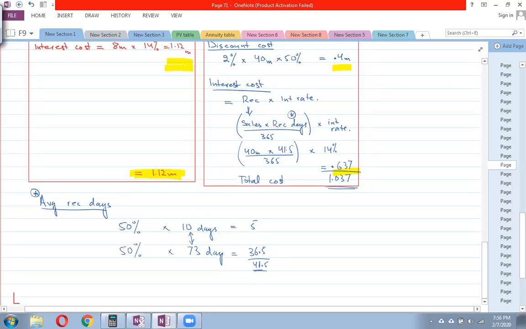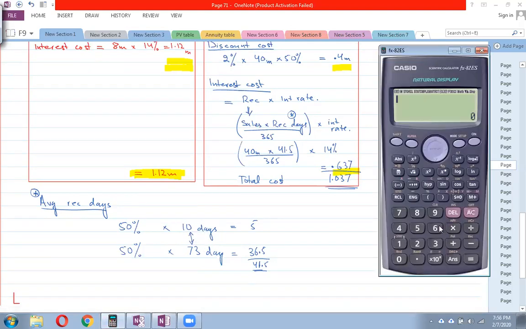But one of you asked me, can we simply say 10 plus 73 divided by 2, because the average means the midpoint? Well, it is actually the same answer for this question, but it won't work for every question. You know why? Because in this question, half of the customers are paying in 10 days and half in 73 days. Let's say your examiner says that 80% of the customers are going to take the discount and pay us in 10 days and 20% are going to pay us in 73 days. Then you cannot simply use half. You have to calculate a weighted average, not a normal average, right?